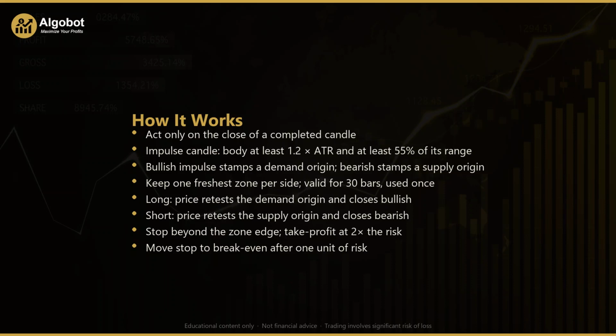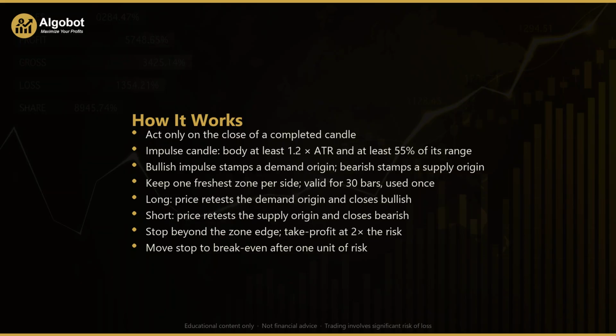Now for the entry. For a long, the strategy waits for price to trade back into the demand origin and then close with a bullish candle whose body is at least 30% of its range. When that confirmation appears, the expert advisor signals a buy at the current market price. The stop loss is placed one ATR multiple below the far edge of the zone, and the distance from entry to that stop becomes the defined risk. The take profit is set at 2 times that risk, reflecting the default reward to risk of 2 to 1. A short works in reverse, using a bearish confirmation candle inside a supply origin.